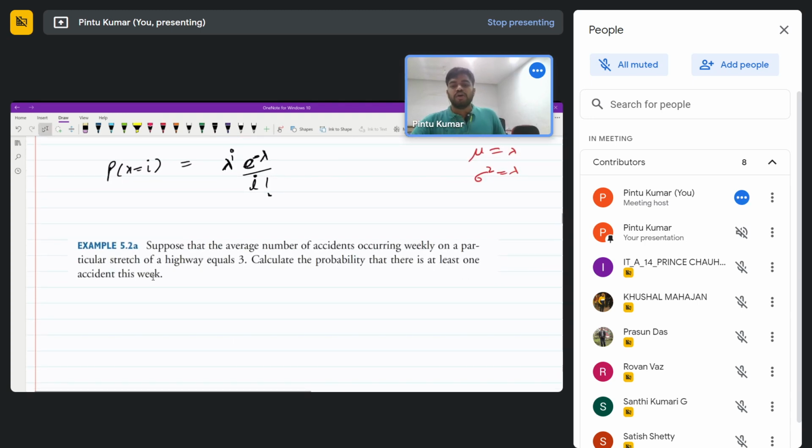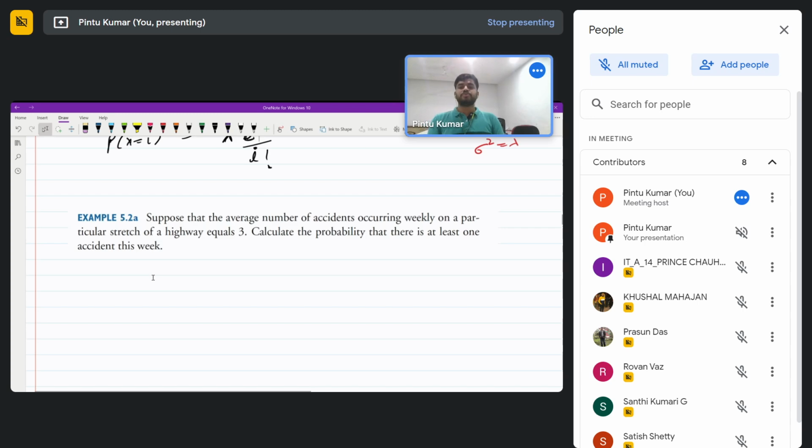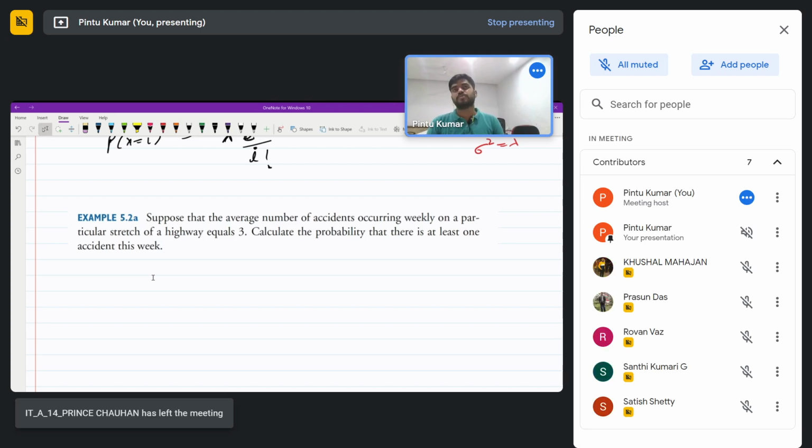Okay, so here is an example that says, suppose that the average number of accidents occurring weekly on a particular stretch of highway is equal to 3. Calculate the probability that there is at least one accident this week.